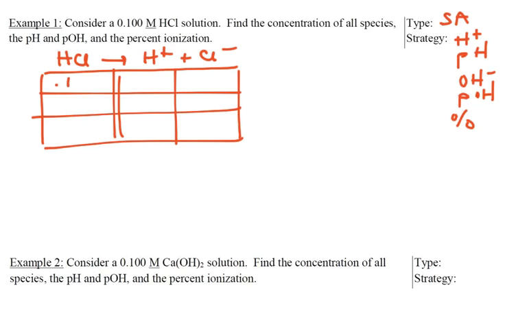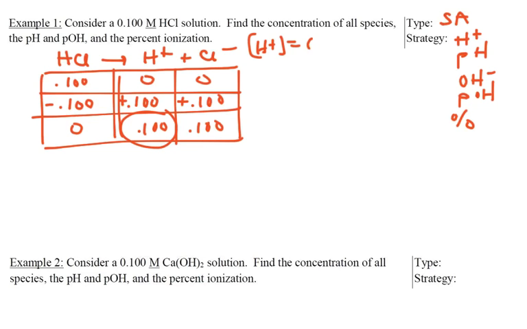We say, well, we have a 0.1 molar solution and 0 of anything else. If it's strong and it all breaks up, then this change is minus 0.1, and therefore this would be plus 0.1, and this one would be plus 0.1. So when it reaches equilibrium, everybody here is going to be 0.1 molar, and the HCl is essentially 0. So if we want to go back and ask, what's the H plus concentration? We just figured that out. The H plus concentration is the same as the acid concentration, and it's 0.100 molar. The Cl minus concentration, which is not going to affect the pH at all, is also 0.100 molar.